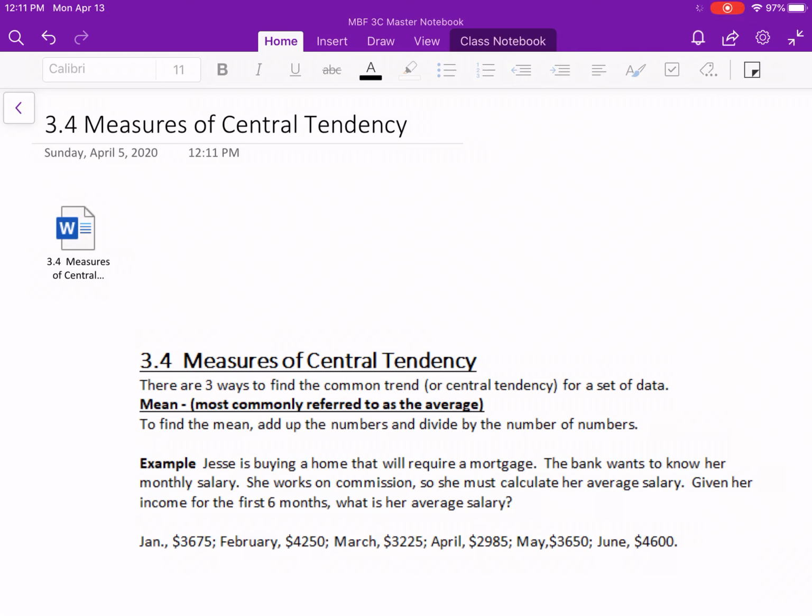This lesson is 3.4, Measures of Central Tendency. So this is a measure of a single variable statistic, and central tendency simply means the way that things generally have a center to them, right?